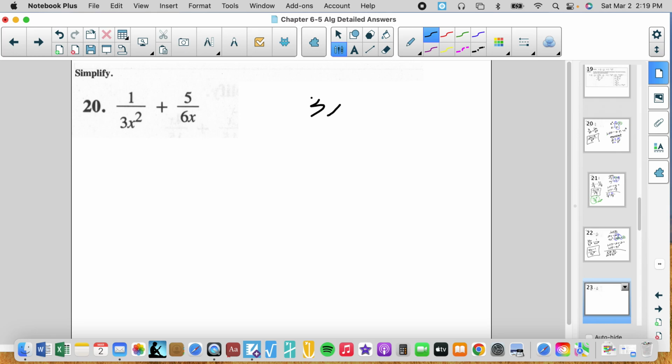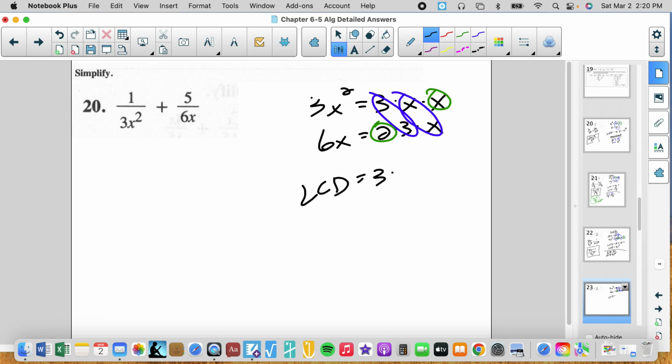So now, when you get really good, you see what the common denominator is, 6x squared. But we'll keep working. 4x squared is 2 times 2 times x times x, and 6x is 2 times 3 times x. So they have a 2 in common, they have an x in common, and they have an x and a 3 as leftovers. LCD is 2 times 3 times x times x. LCD is 6x squared.